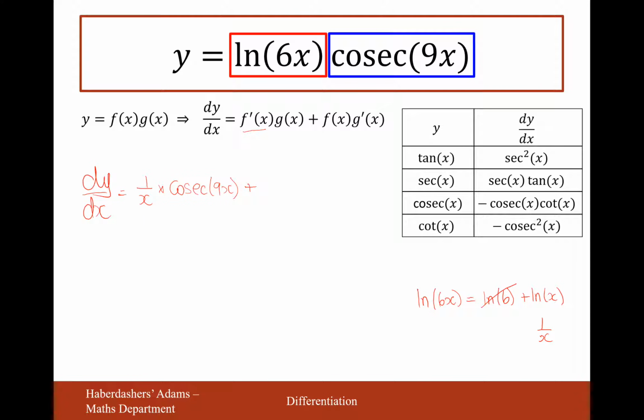Then it's going to be add the original f function, ln 6x, multiplied by the derivative of the g function, cosec 9x. So remember, that 9 is going to pop out to the front, so it's going to be times minus 9, minus because there's a minus for the cosec derivative, minus 9 cosec 9x cot 9x. Okay, and there we are, that's the answer to this question.